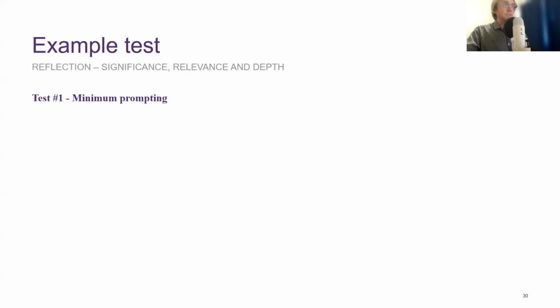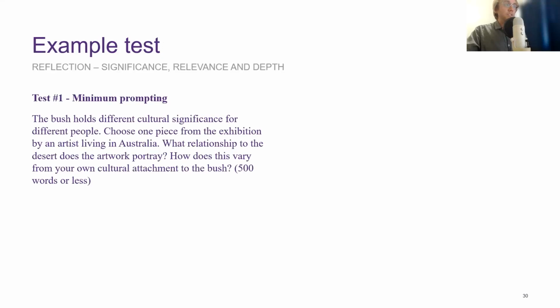So how this would work, minimum prompting would be a question like this one. The bush holds different cultural significance for different people. Choose one piece of exhibition by an artist in Australia. What relationship to the desert does this artwork portray in 500 words or less?